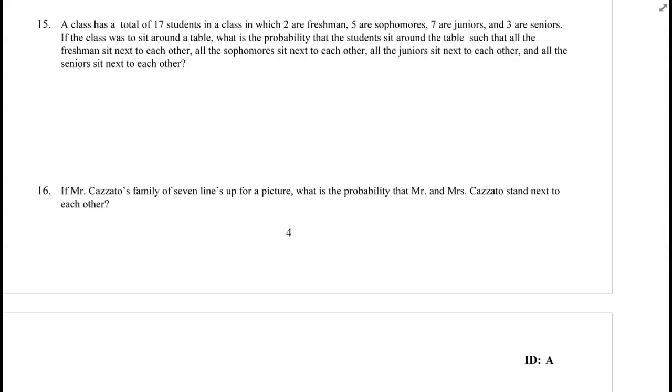So if you look at problem number 15, a class has a total of 17 students: 2 freshmen, 5 sophomores, 7 juniors, and 3 seniors. If they were to sit around a table, what is the probability that the students sit around the table such that the freshmen sit next to each other? So the freshmen all have to be next to each other. The sophomores need to be next to each other. The juniors need to be next to each other. And the seniors. So in the last unit, if there are 17 people sitting around the table, we need to figure out the favorable outcomes over the total outcomes.